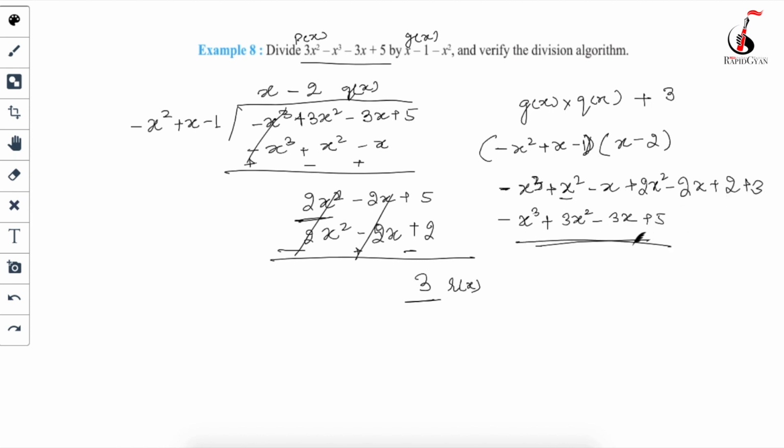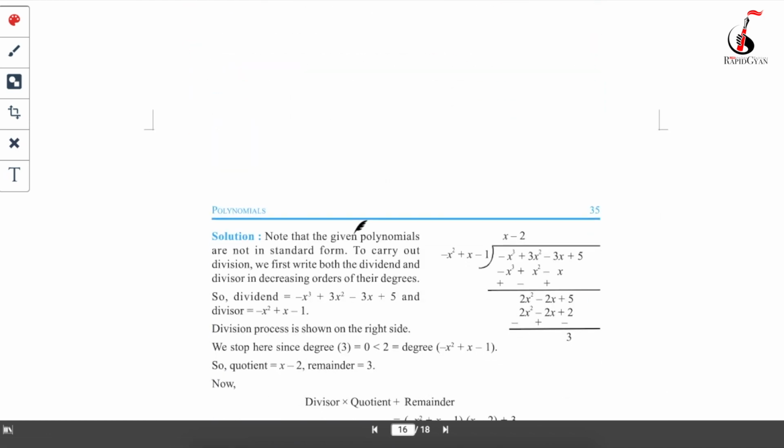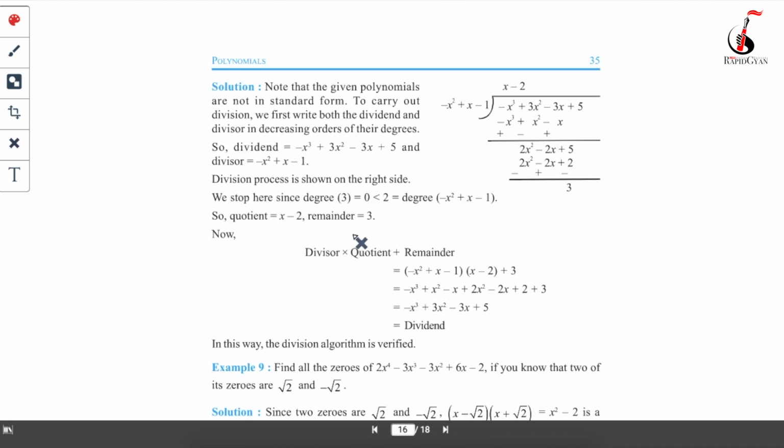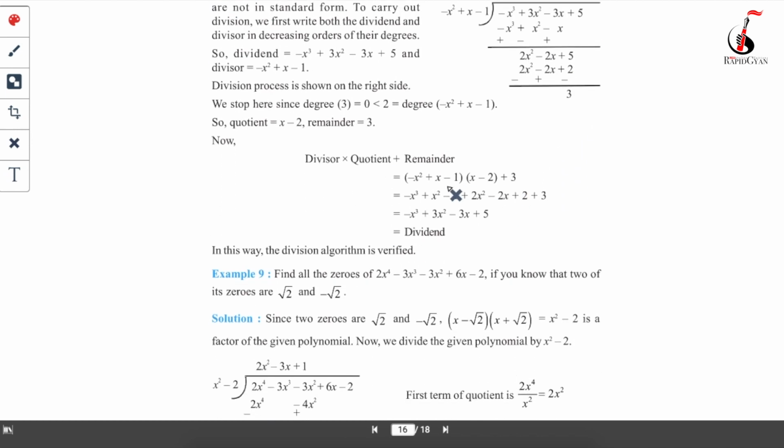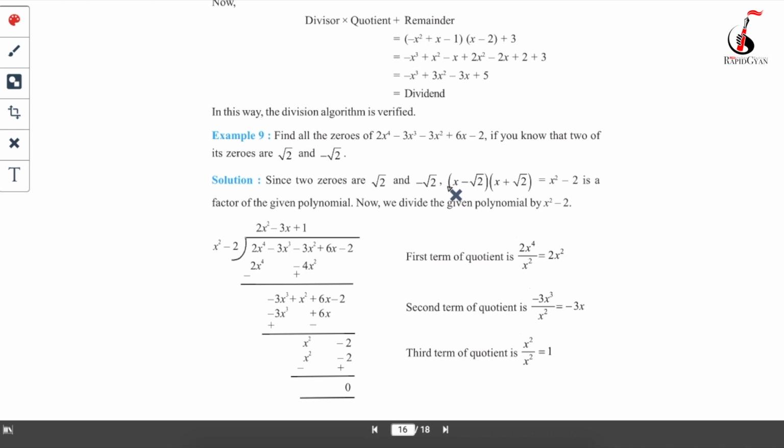Check here, is it equal to your p(x)? Yes, it's equal to your p(x), which means you have verified your solution. You have verified the division algorithm. Hope you guys understand this. Let's go to the next question. See, this is x minus 2, your remainder is 3, and in this way you have verified it. Okay, so the next question is your example 9.